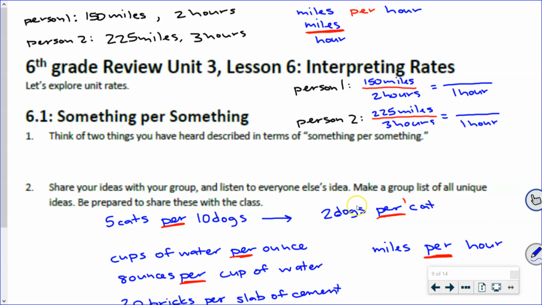Okay, let's now talk about this. You had your time to think and calculate. You had your time to discuss, to fix some maybe misunderstandings. What would we do for this situation? Hayden. Yes, 150 divided by 2 is equal to 75. So this person 1 is going 75 miles per 1 hour.